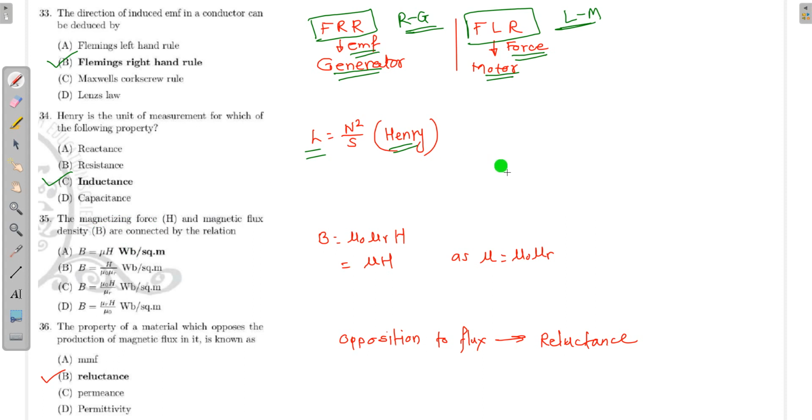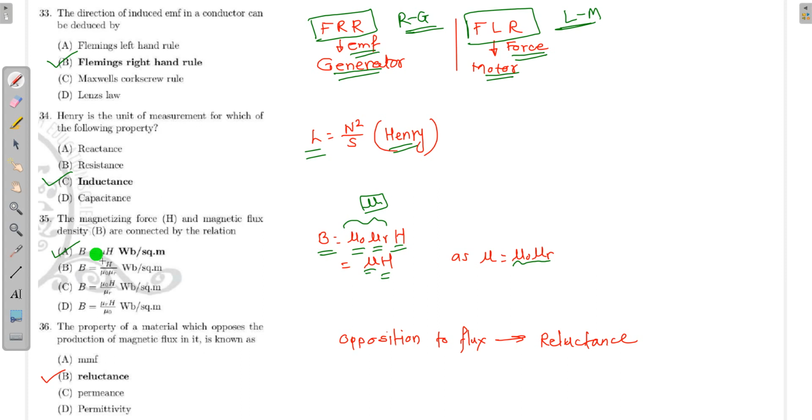Capacitance is measured in farad, resistance is measured in ohm. These are the electrical parameters. So magnetizing force H and magnetizing flux density B can be related by B is always equal to mu 0 mu r into H, where mu 0 into mu r can be combinedly written as the permeability of that material, so it is mu into H, where mu is equal to mu 0 into mu r. So the first option is correct.